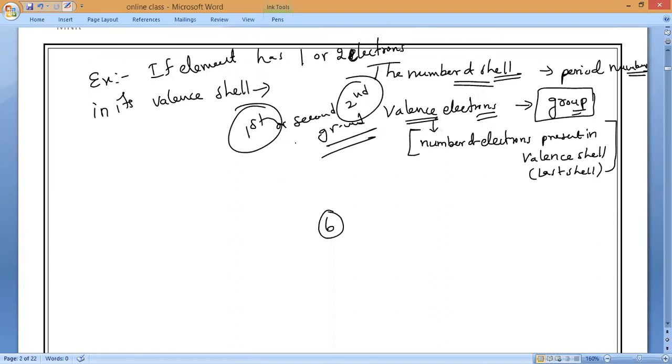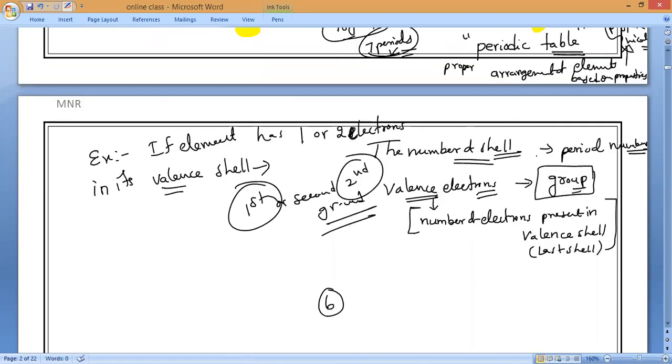So based upon the valence electrons, can I say which group it will come in? Can we say it or not? Yes. Next, in the same way, the number of shells will decide which period. Now let us take an example.